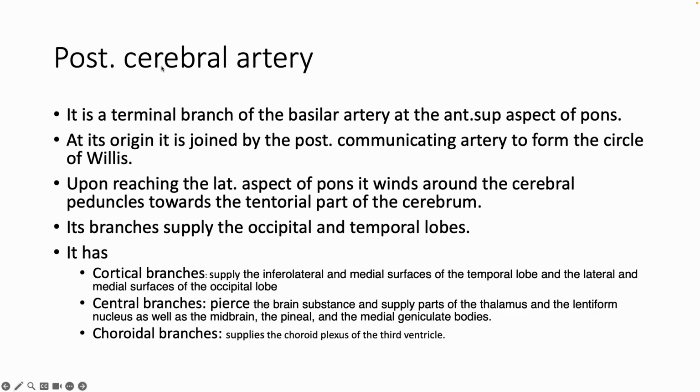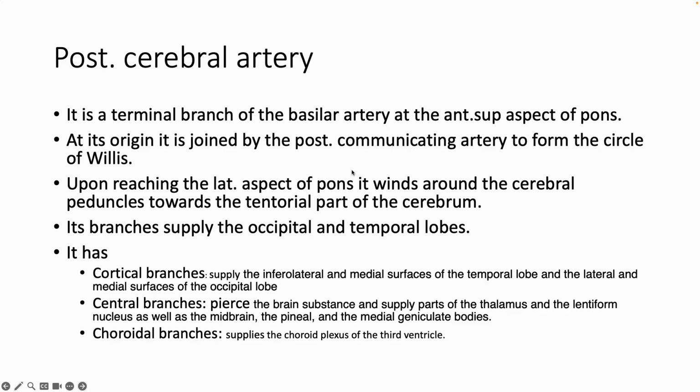Now we have the posterior cerebral artery. It is a terminal branch of the basilar artery at the anterior superior aspect of pons. At its origin, it is joined by the posterior communicating artery to form the circle of Willis. Upon reaching the lateral aspect of pons, it winds around the cerebral peduncles towards the tentorial part of the cerebrum. Its branches supply the occipital and temporal lobes.